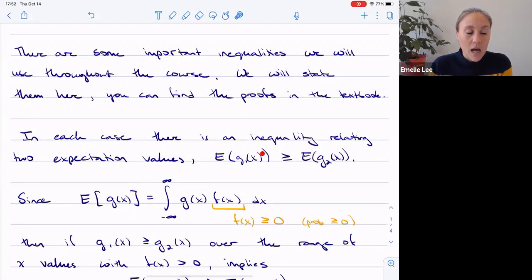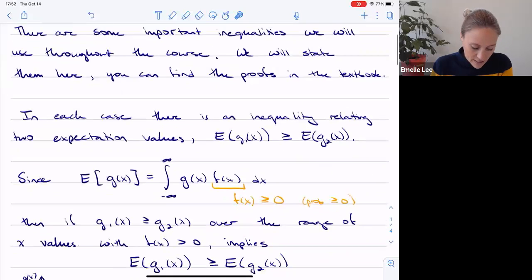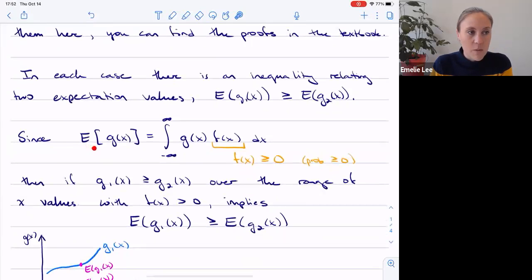So in general, if G1 is a larger function than G2, then we expect the same of the expectation values. Okay, and we talked about why that is. Well, if we develop the expectation value of G of X, then how would we find that? Well, we would take the integral over all possible values of G of X times F of X with respect to X. And so one thing to remember is that F of X is that probability density function.